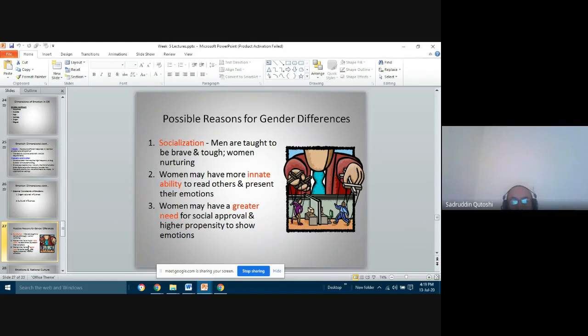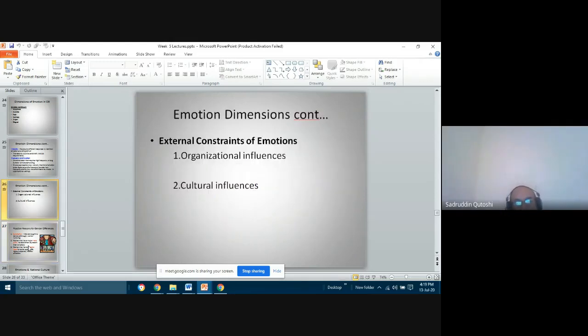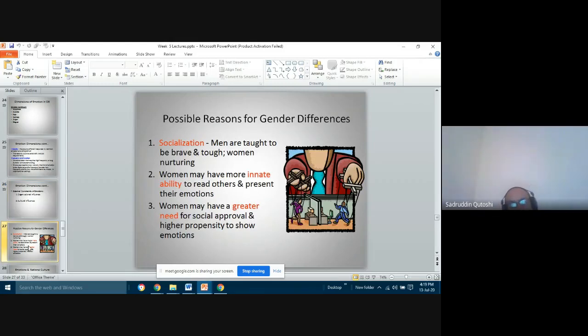Similarly, when you look at the possible reasons for gender differences, when we say these two factors, which are external constraints to emotion in the light of organizational behavior, there is another dimension, that is gender. For example, in some organizations there is gender discrimination, and in some there is gender bias. Those kinds of things also influence your emotional instability.